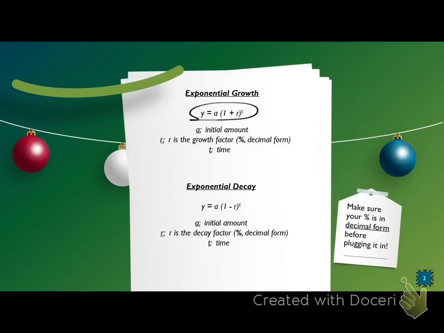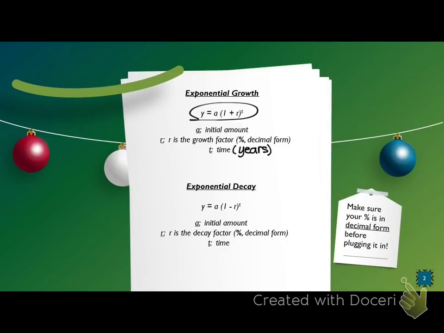R is the growth factor, which will always be the percent in your problem. And it's very important that you understand we're plugging it into the problem in decimal form. We can't just plug it in as a percent. We have to change it to decimal form. And then T is time, and I want you to add this to your notes. Understand time is going to be in years.